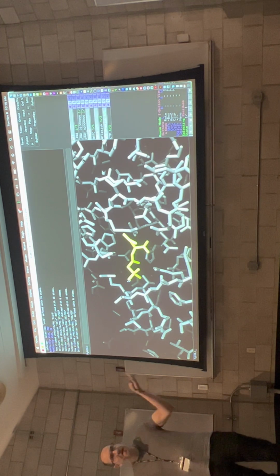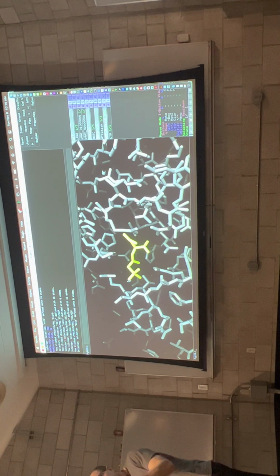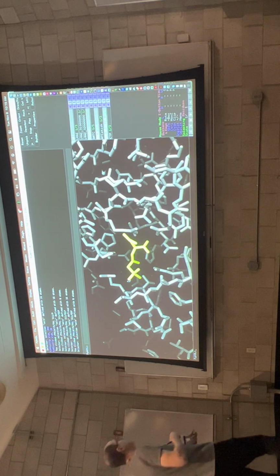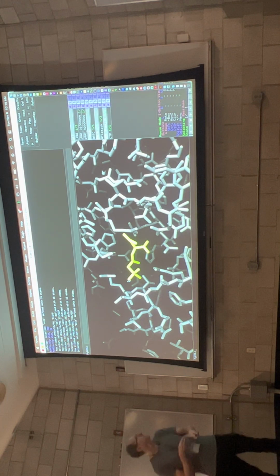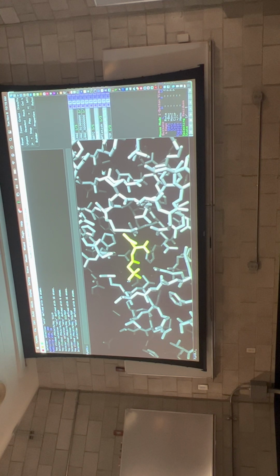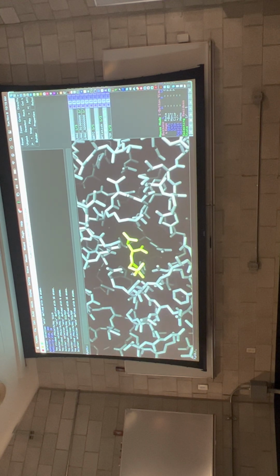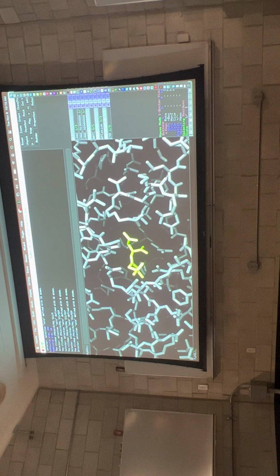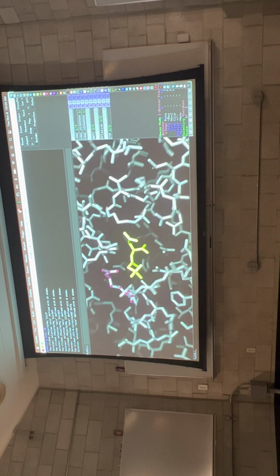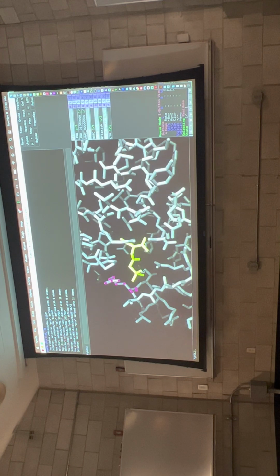Positively charged, so let's get some real residue names here. Someone said lysine. Arginine, okay. Well, what do you guys think this thing is? It's arginine. There it is, Arg54. What is this thing?